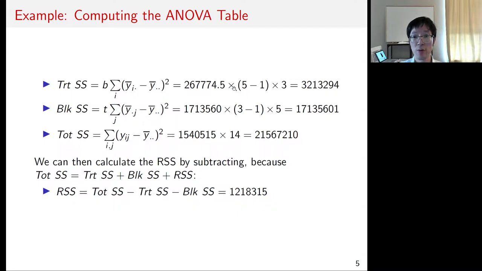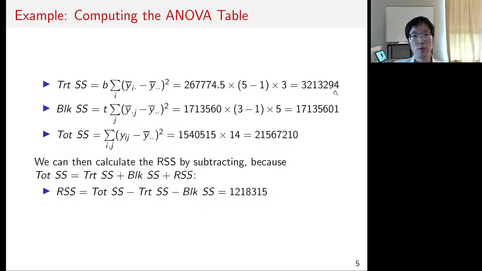So we need to multiply by t minus one. So that's why we have five minus one here. And then we also need to multiply by b. So that's why we also have a times three over here. Okay, so that's how we can recover the treatment sum of squares from the variance of the five treatment means. So that's calculated in this first line.